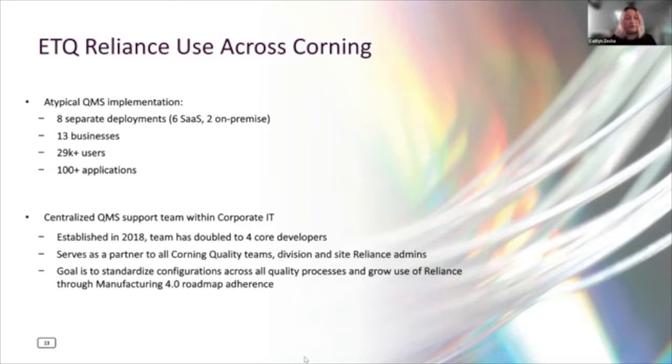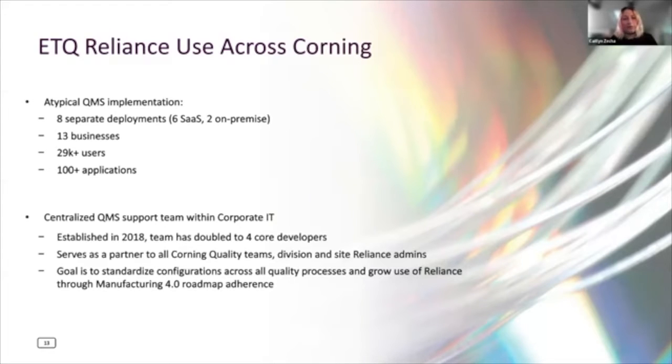So some divisions, some businesses have their own exclusive deployment of Reliance. Some are shared. And about half of our employees within Corning, so 29,000 plus users, are in ETQ Reliance on a regular basis, engaging with documents, quality-related processes, CAPA, change management. And across all 8 of those deployments, we have over 100 applications in use. So those are deployments of document control, again, CAPA, change management, non-conformance. It's a lot to manage. So that is what my team and I are working on every day to continue to design, develop, maintain, make sure that everything is running smoothly and the wheels are greased. So my team has existed now for several years. We were really established in 2018. As I said, it exists of myself and 4 core developers.